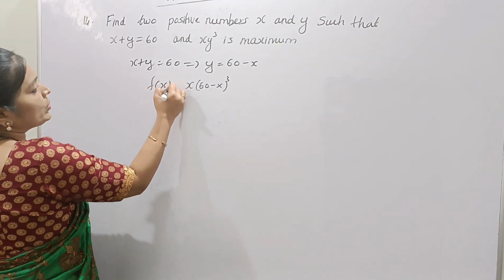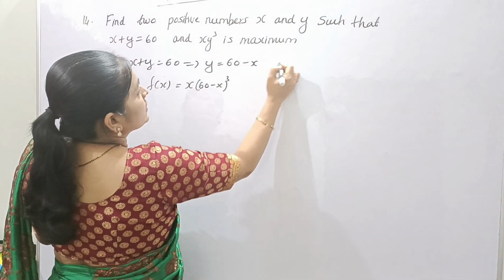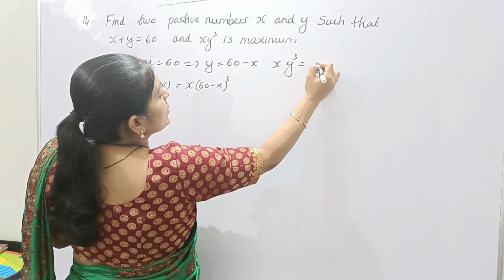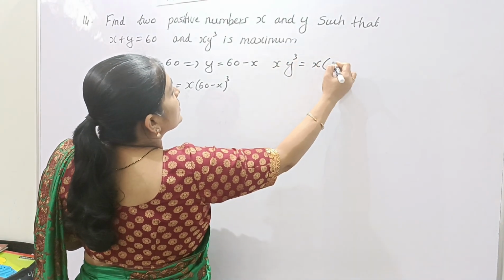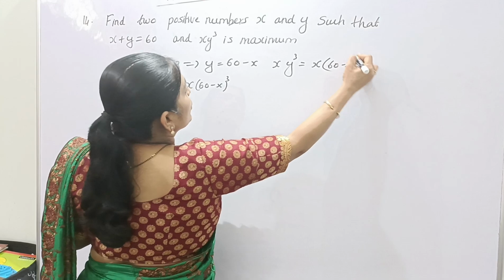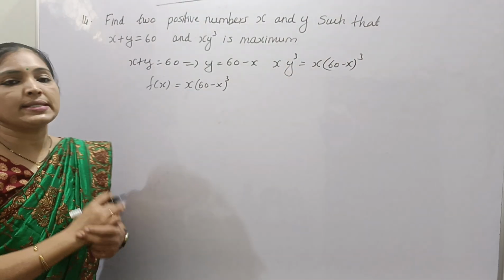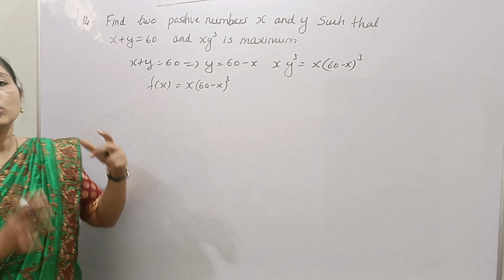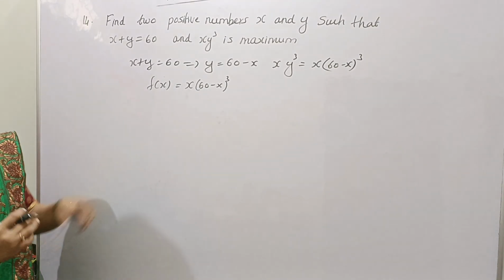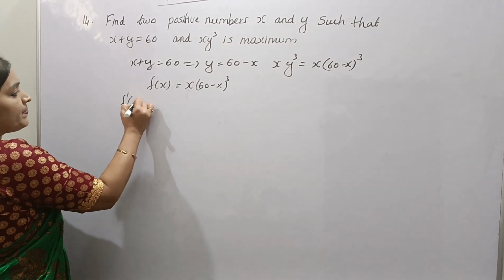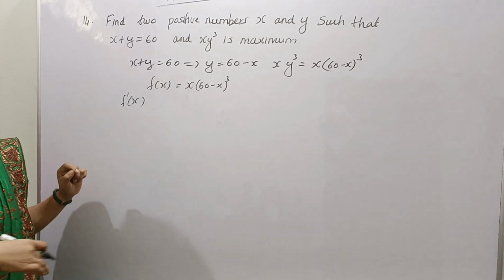f(x) is equal to x·y³, which is x into (60 − x)³. So f(x) = x(60 − x)³. This function should be in x. Here let's find f'(x). Here also we will apply the second derivative test.